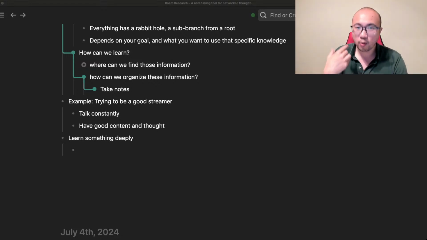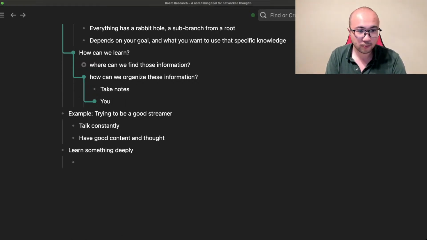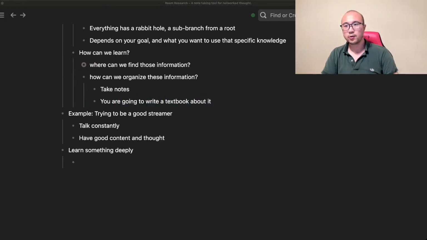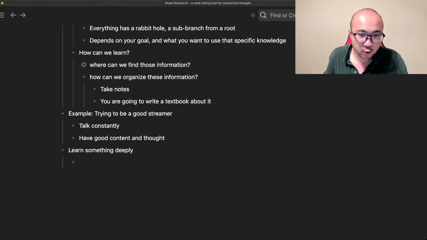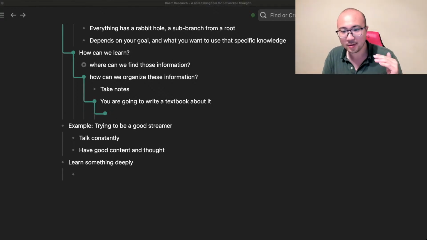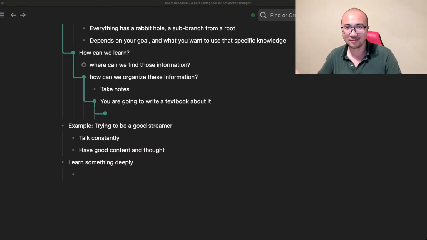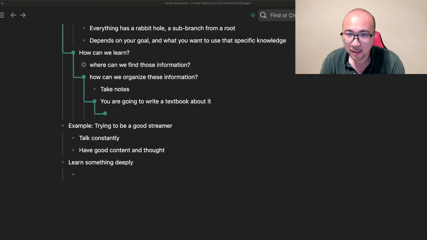But I think the more interesting way to think about it is, you're going to write a textbook about it. If you know nothing about the subject, your goal is to write a textbook that other people can learn from you. This is a ridiculous goal. Yeah, I know, but that's, I think, how efficient learning actually works.